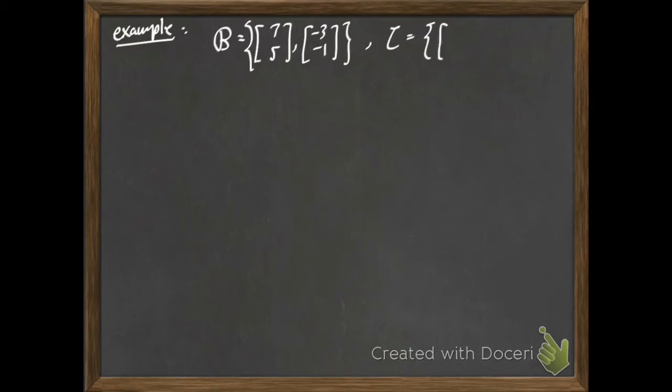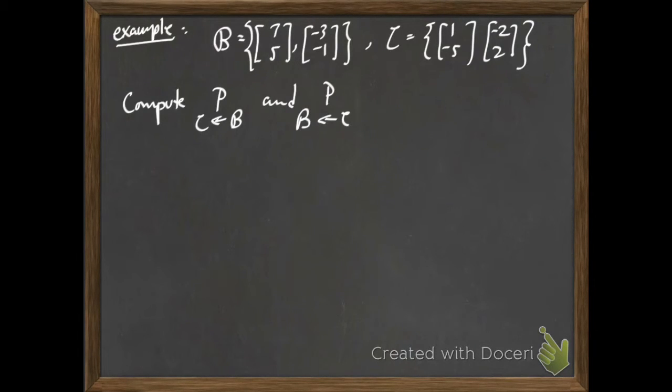Let's do an example in R2. Suppose I'm given a basis B, which is the vectors 7, 5, and minus 3, 1, and the basis C, which is 1, minus 5, and minus 2, 2. Let's compute the change of coordinates matrix both from B to C and also from C to B.